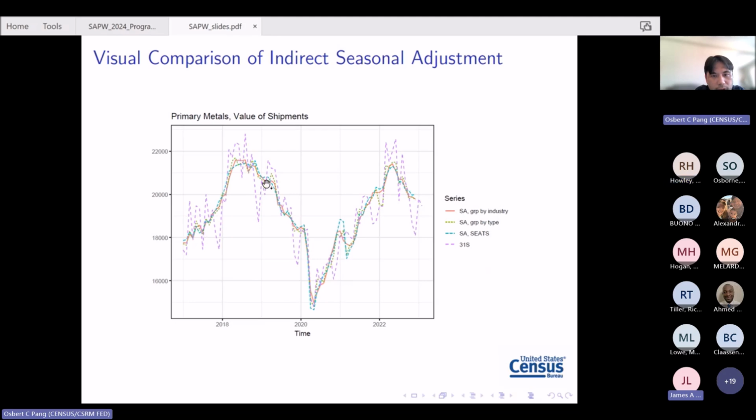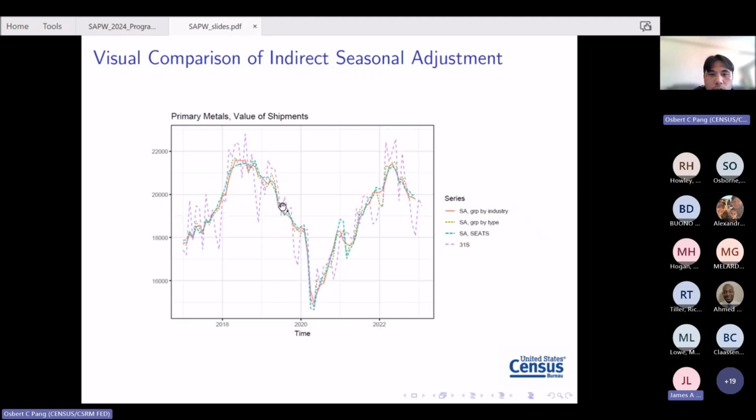And here we have the lines corresponding to the indirect seasonal adjustment done a couple of ways. The reddish line is when we group by industry. In this case, this is a trivariate, so this is basically 3 bivariate fits and we're summing them up that way. Grouping by type is when we do one trivariate fit of the three value of shipments components, and seasonal and seats is basically just 3 univariate fits.